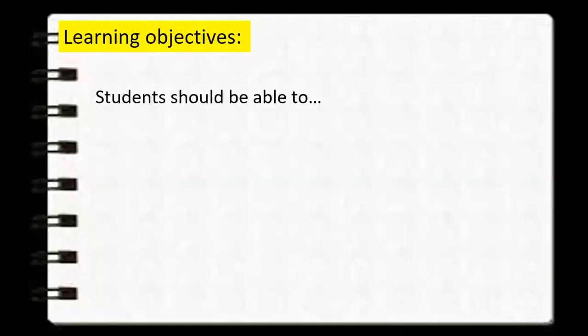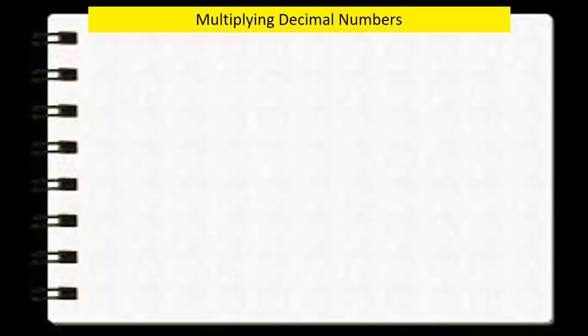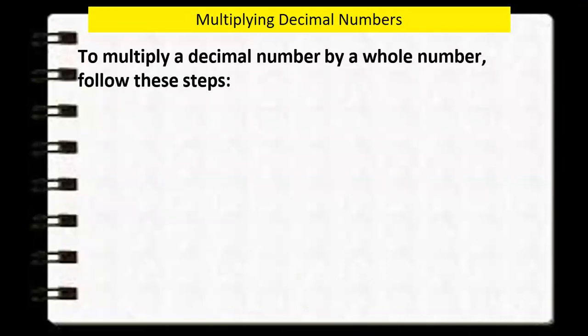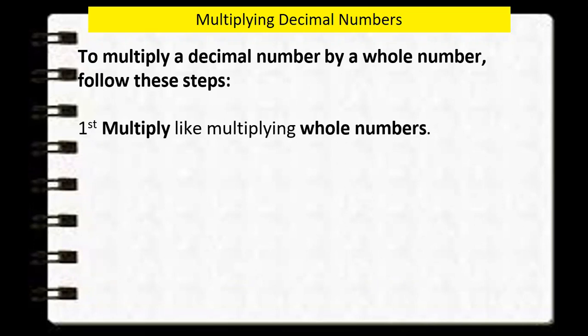So, our learning objectives: multiply decimal numbers by whole numbers, and apply your knowledge of multiplying decimal numbers by solving word problems. Okay, how are we going to multiply decimal numbers? To multiply a decimal number by a whole number, it is the same way as we multiply whole numbers.